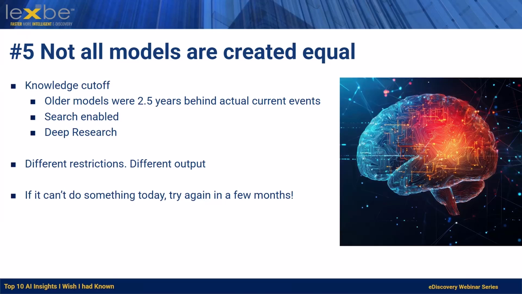And then the last one, with not all models are created equal, is if you can't do something today, try again in a few months. And I think that's really true. We saw that with summary of depositions, which wasn't working very well, and then less than a year later, it's working phenomenally well. The models keep getting stronger and stronger, and they can do things today they couldn't do a year ago.